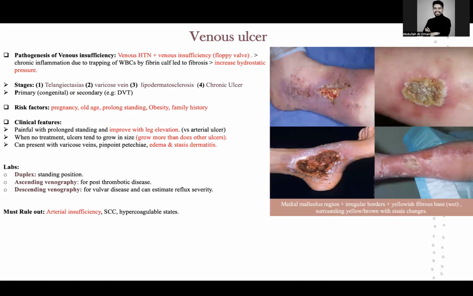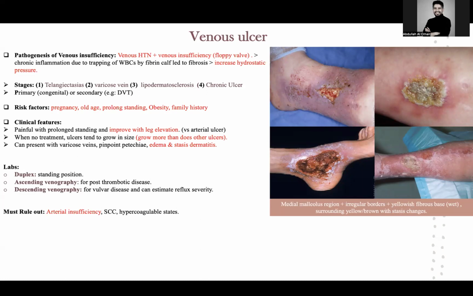The venous ulcer is the most common type, as you can see here. As we said before about venous insufficiency, we have different risk factors: family history, obesity, long standing, pregnancy. Of course, the main differences are a few things. In venous ulcer it's not always painful; in arterial ulcer it's always painful, even at rest. Here it improves during leg elevation, which is very important compared with arterial ulcer. As mentioned before, we have other secondary findings: pinpoint petechiae, edema, lymphedema, and stasis dermatitis at the same time.